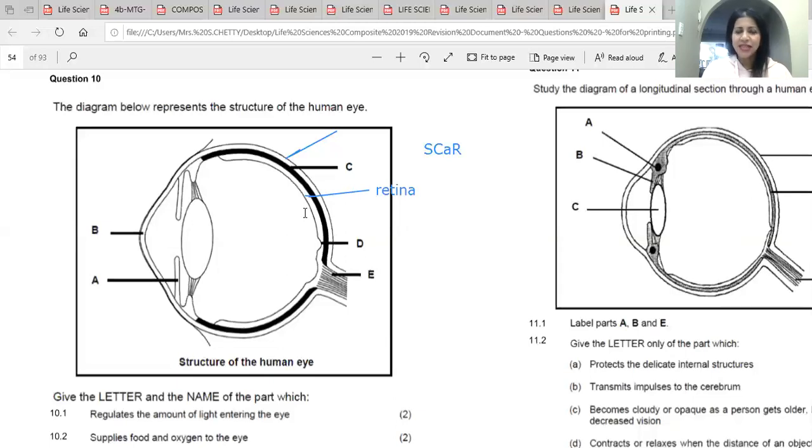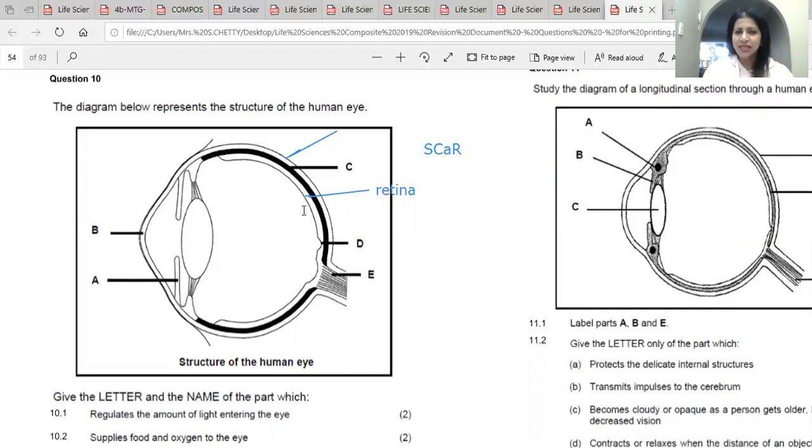Cones are sensitive to bright light and to color vision. Cone starts with C. And rods are sensitive to dim light and to black and white vision. So cones for color and the rods would be for black and white. Cones for bright light, rods will be for dim light.